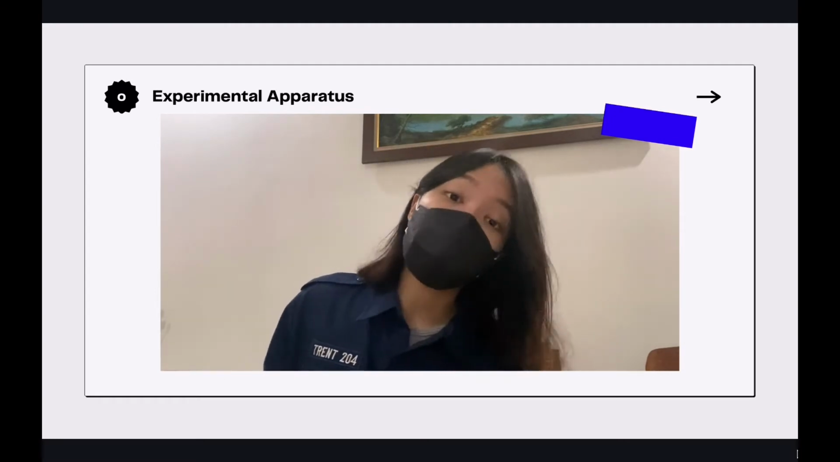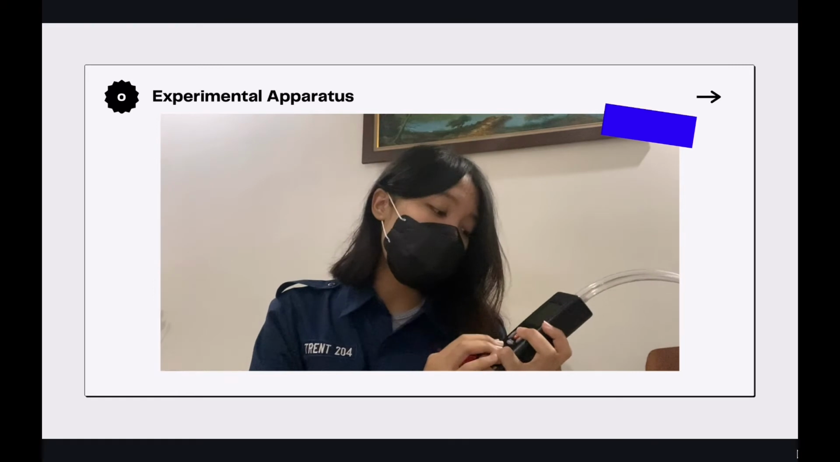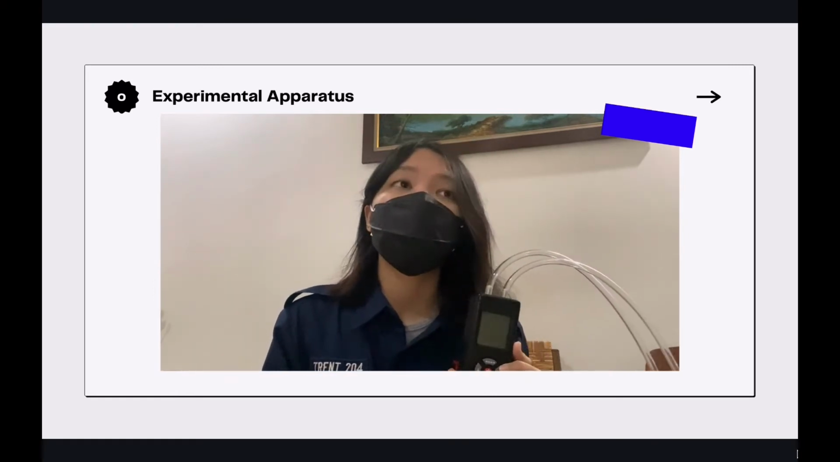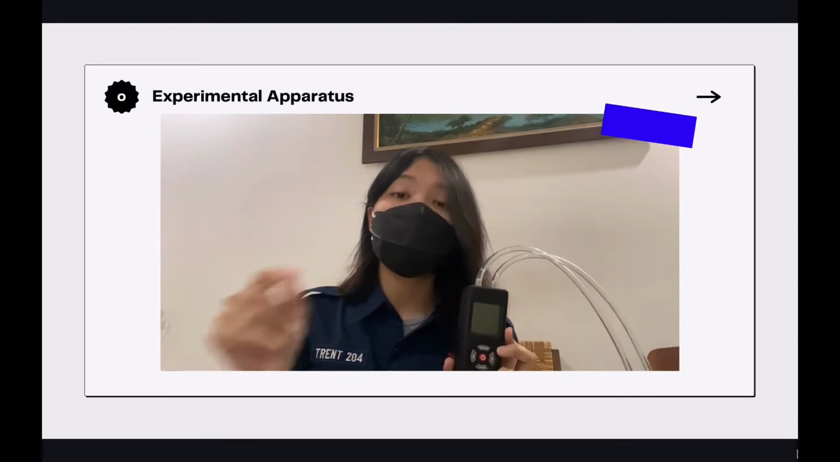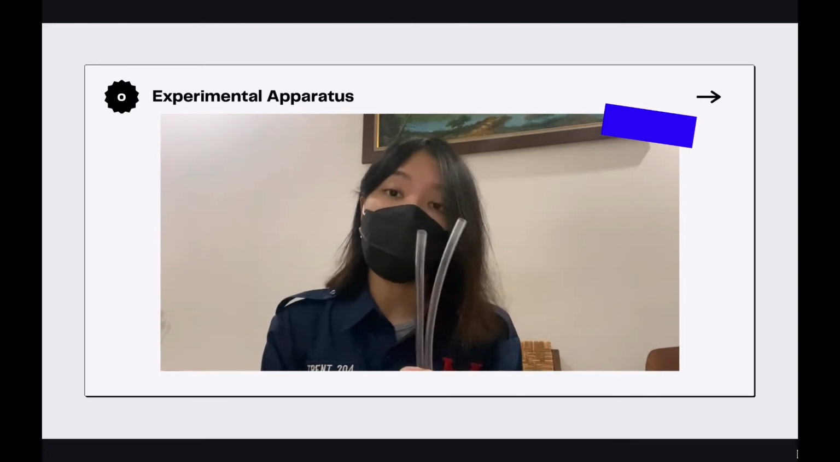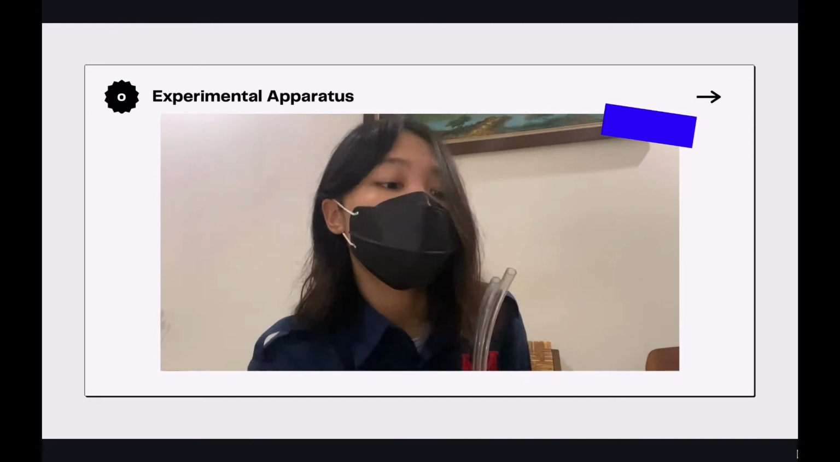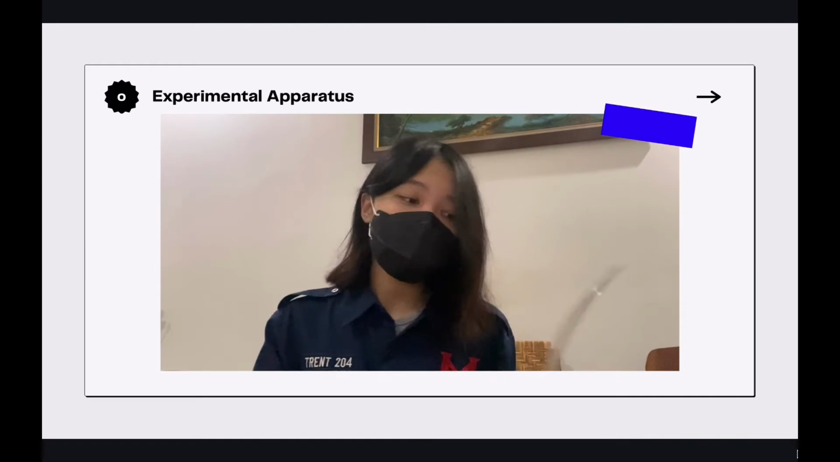And then we have the most important measuring device, which is the manometer. So the manometer functions to measure the pressure drop between 2 points in the pipe system. And it will be connected to the pipe system through this hose. This hose will be connected to our version of a pitot tube.